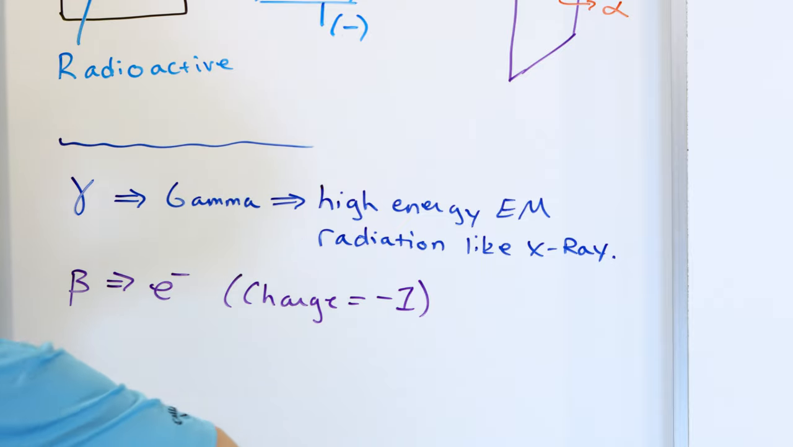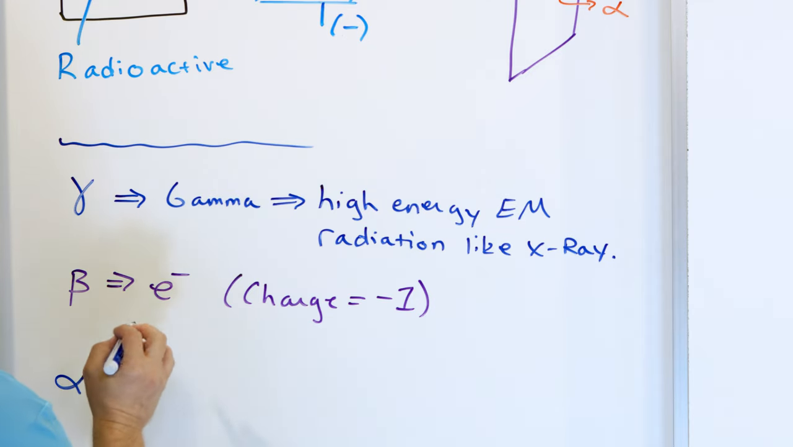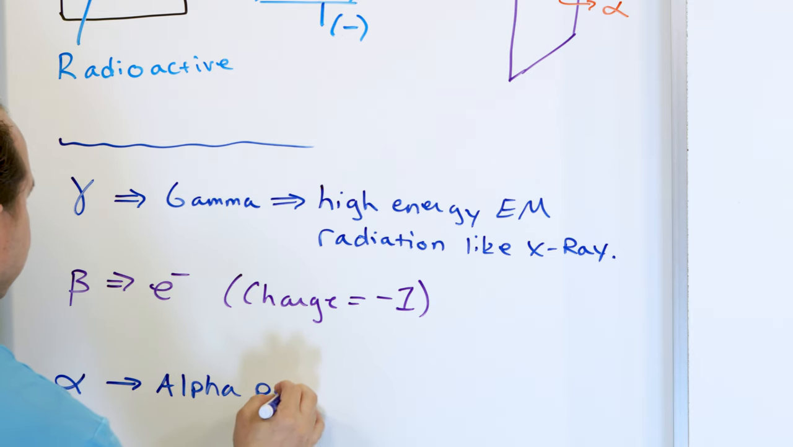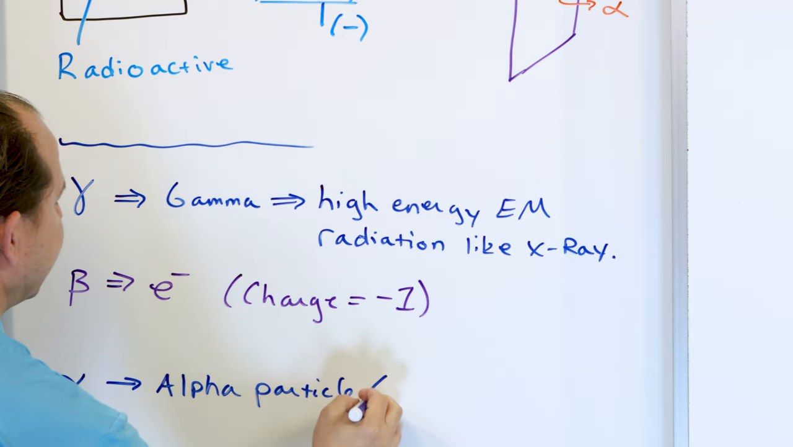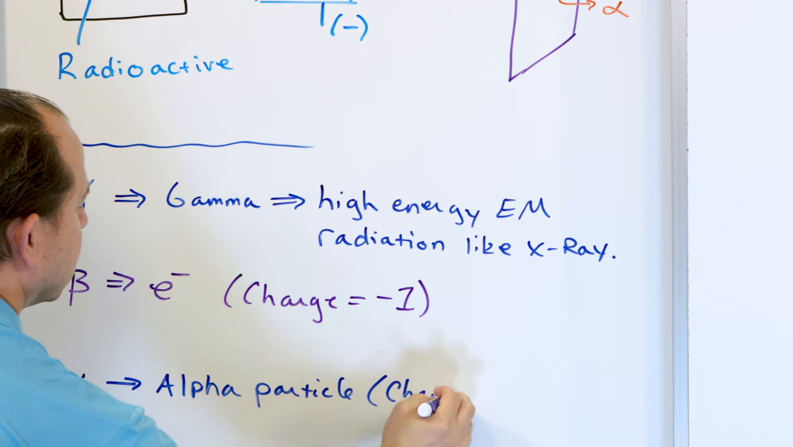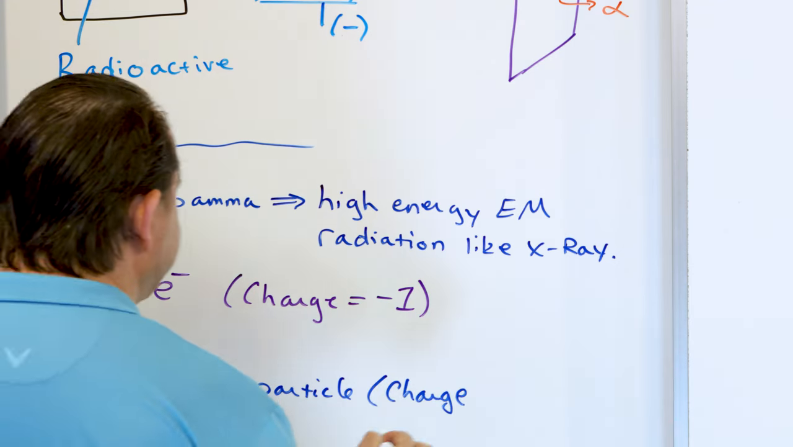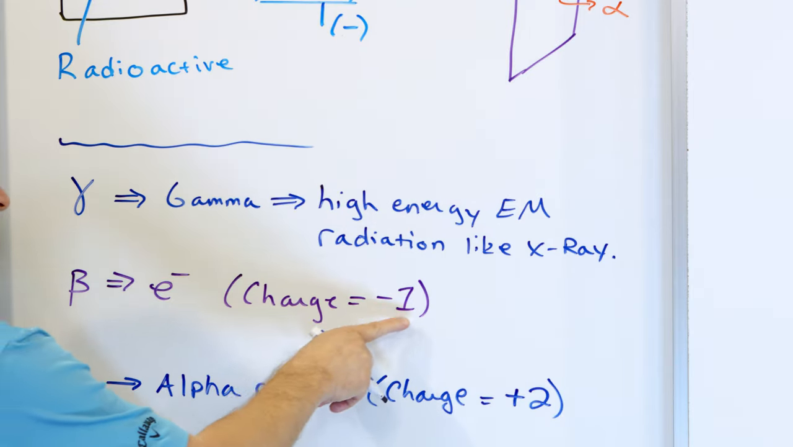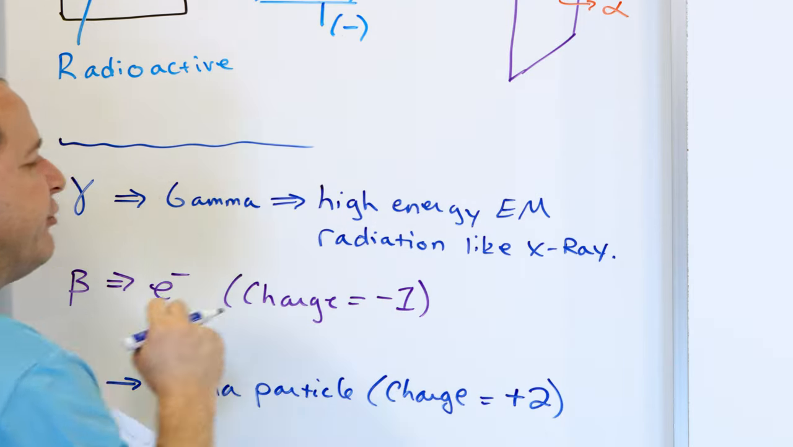And then finally, we have the alpha particle, and this was the one that's a little harder to explain, but I will tell you that we now know that the alpha particle has a charge of positive two. So whereas an electron is negative one, an alpha particle has a charge of positive two.